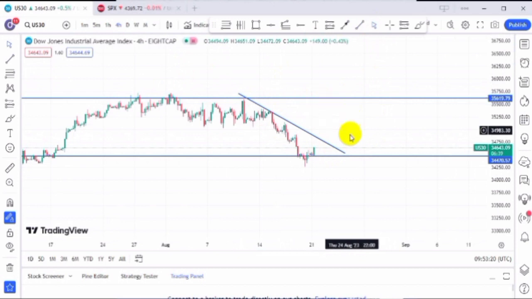This is a lot of money, guys. This is about 1:3 or 1:4 of the market if we clearly break this counter trend line. So that's that about US 30.